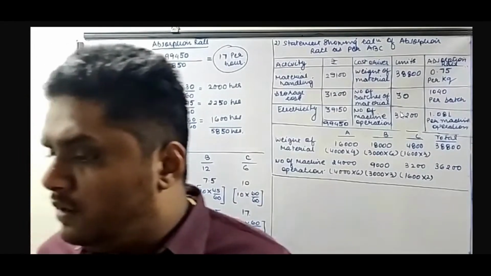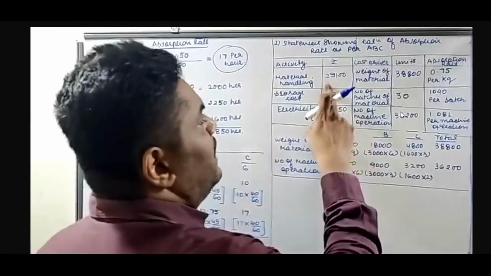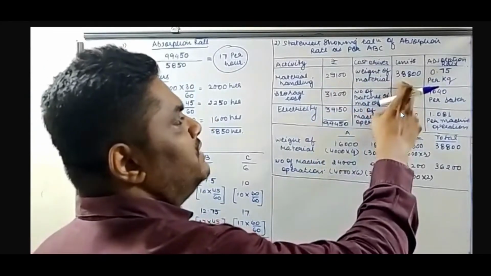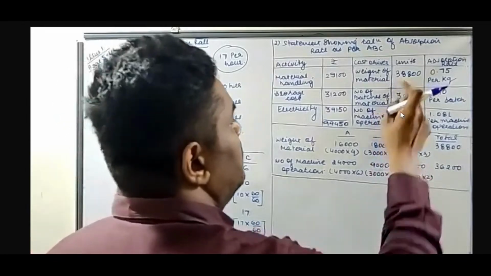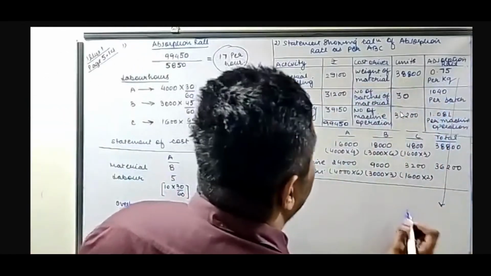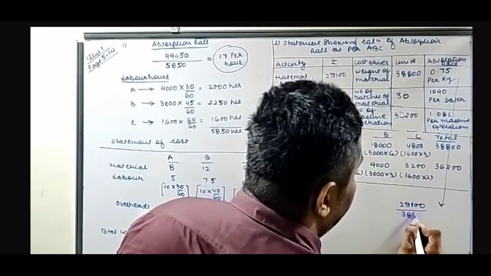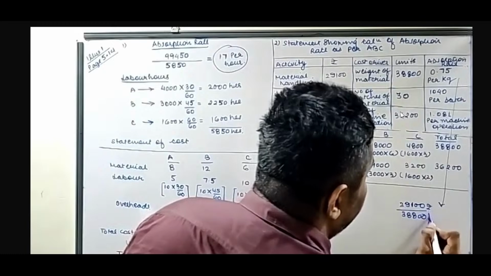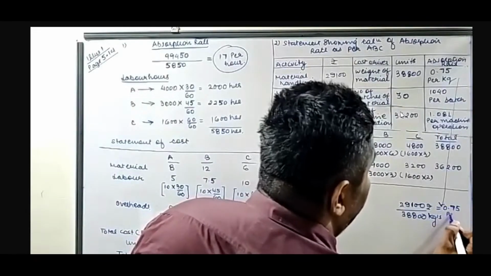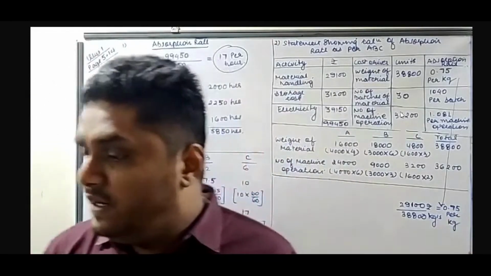Okay, Divya Verma, how come 0.75 per kg? See, Divya, total amount is 29,100. Total kgs are 38,800. So 29,100 divided by 38,800. This is the amount, this is the kgs. So we'll get 0.75 per kg. I hope this part is clear, Divya.